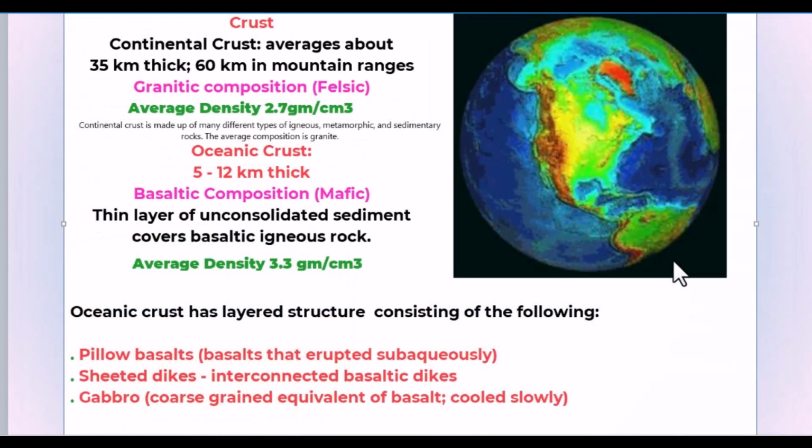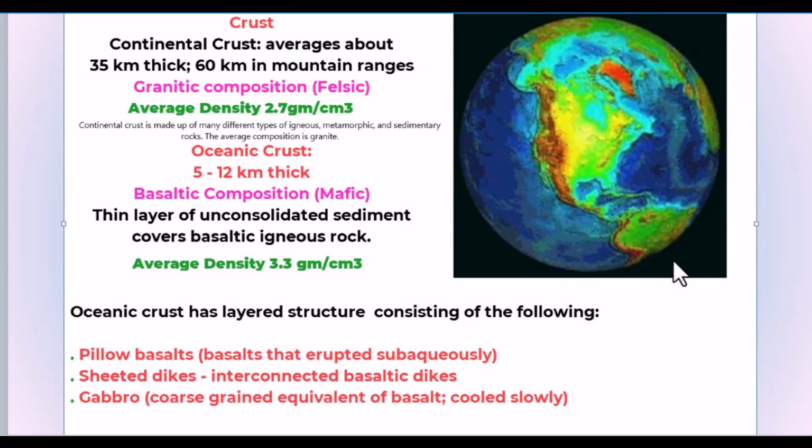The average thickness of continental crust is 35 km, but in mountain ranges, the thickness of continental crust is about 60 km. Its composition is granitic or felsic, and average density is 2.7 grams per cubic centimeter. Continental crust is made up of many different types of igneous, metamorphic, and sedimentary rocks. The average composition is granitic, whereas oceanic crust is 5 to 12 km thick.